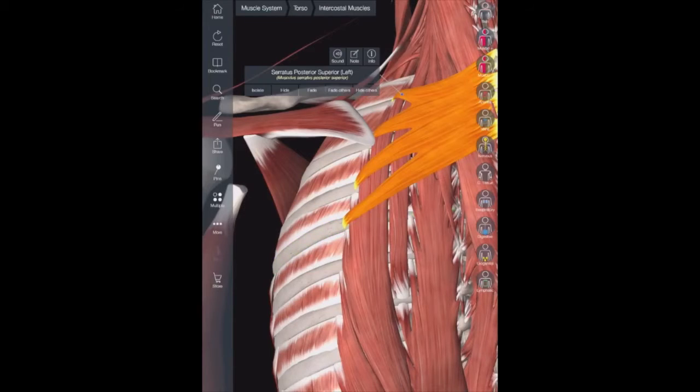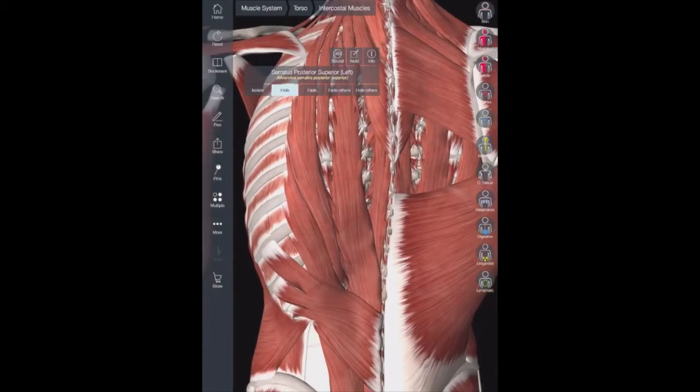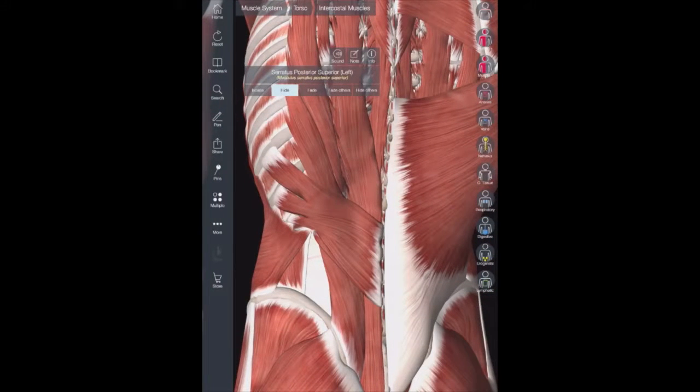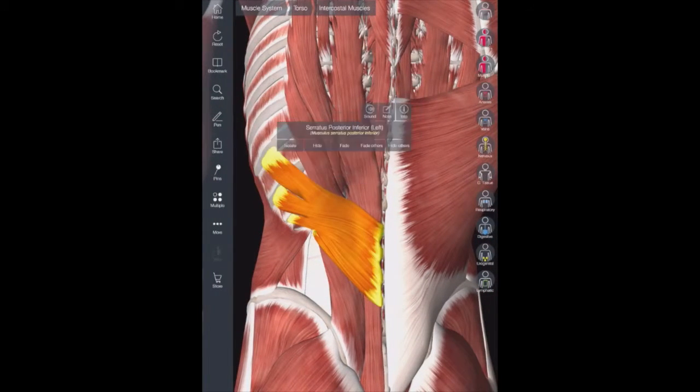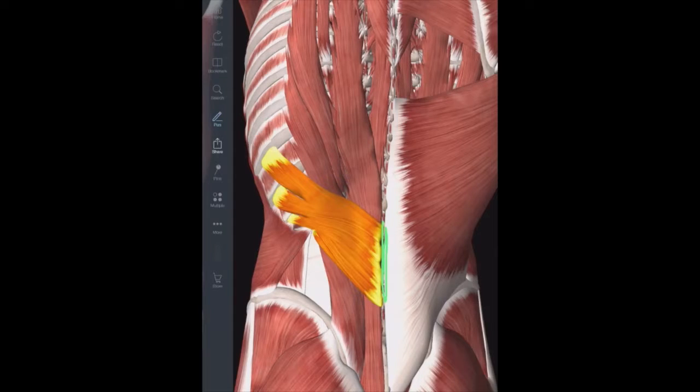So we'll hide those and we'll move back to the next group of muscles, which are down here, which are the serratus posterior inferior. Now these have their origin on the supraspinal ligament and the spinous processes of T11 to L3, as you can see here, and they insert on the lower borders of ribs 9 to 12. These muscles, when they contract, are going to draw and lower the lower ribs backwards and downwards during exhalation.